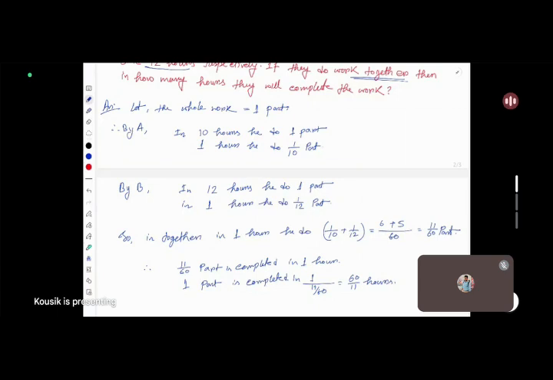So one part, that means this is the answer. If they work together, then in one part they complete the work. One part means the whole work, and that will be completed in 60 by 11 hours. That means 5 whole 5 by 11 hours. Clear? This is the answer.